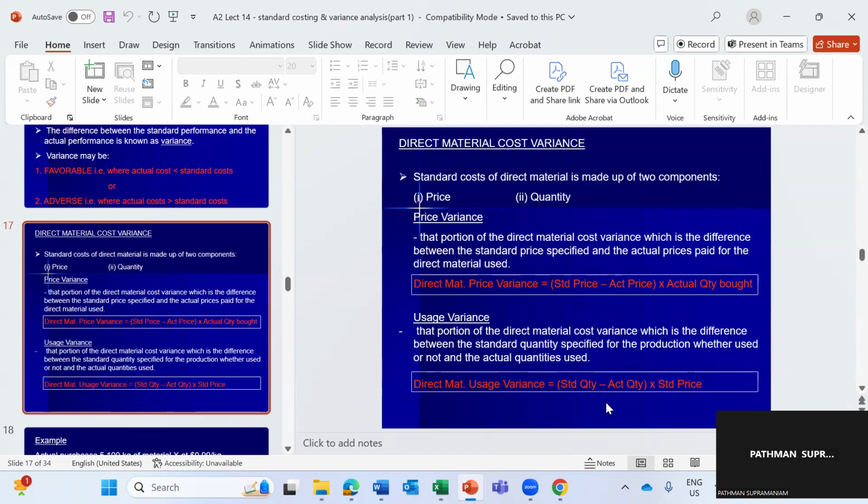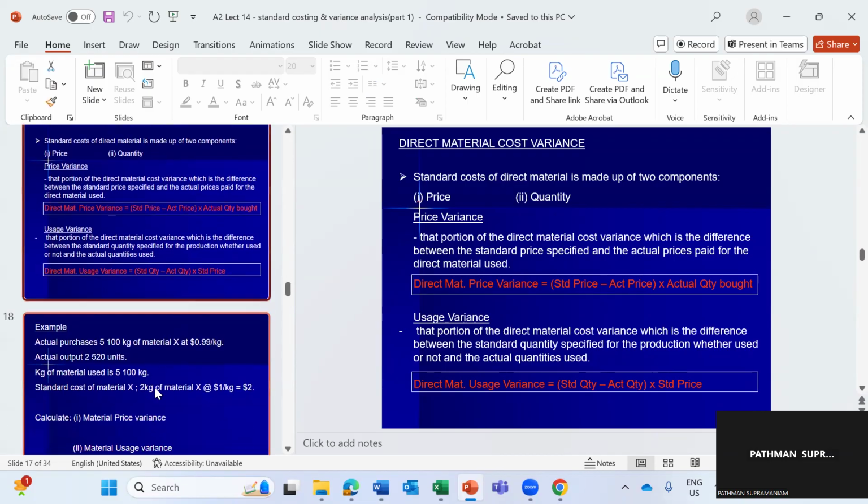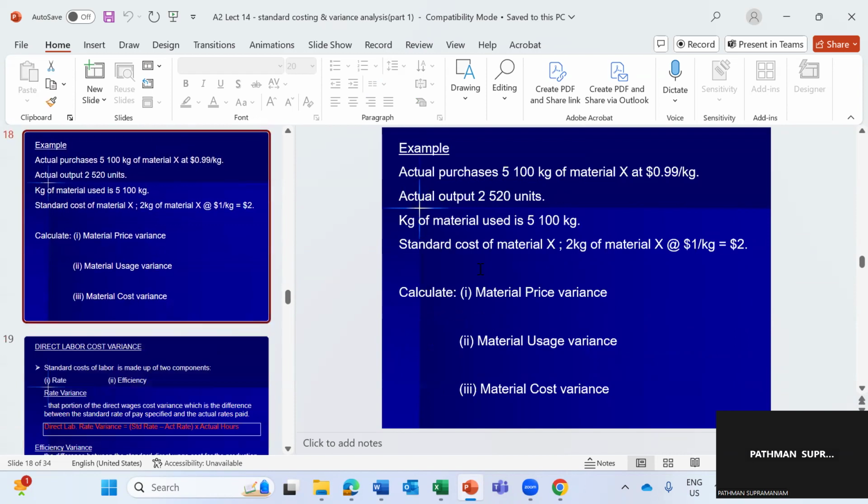That means, sometimes in the process of carrying out the task of making the product, workers would have made a mistake. So when they make a mistake, they probably need to redo. So they use up more quantity than they actually need to. All right. Okay. So now let's be concerned about the calculation bit. So here's a short example on how to calculate the price variance, usage variance, and the cost variance.